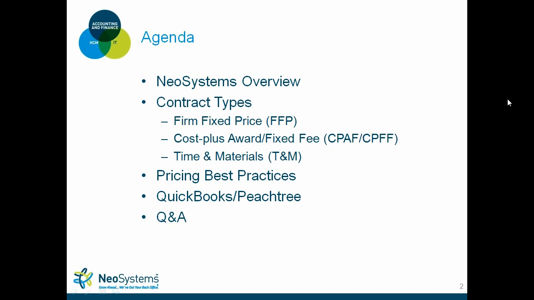After that, Sean's going to review some best practices for pricing, showing you how to build up a fully burdened indirect rate, as well as forecasting provisional rates for optional years of contracts. And finally, he's going to address some of the limitations of both QuickBooks and Peachtree and how these solutions might hold you back from really getting the full picture of your financial situation within your accounting system.